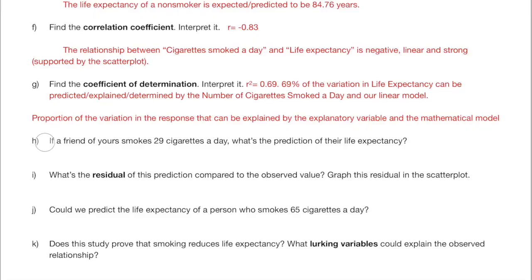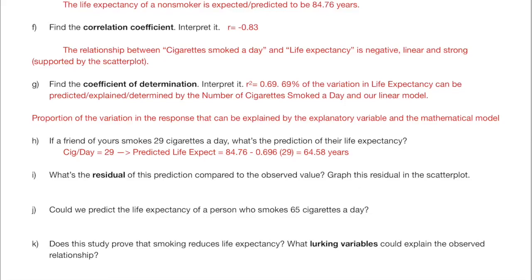Question H. If a friend of yours smokes 29 cigarettes a day, what's the prediction of their life expectancy? This is the kind of question that we answer with the regression line. The value of the explanatory variable is given. We plug it in the equation of the regression line and it gives us the value of the response, 64.58 years. We were anticipating a low life expectancy because this friend smokes so much.